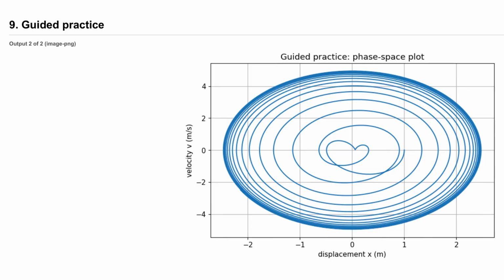The trajectory begins at the coordinate 1, 0 on the right side of the plot. It loops inward during the transient phase and eventually merges into the exact same central elliptical orbit, demonstrating that the steady state is independent of the starting position.